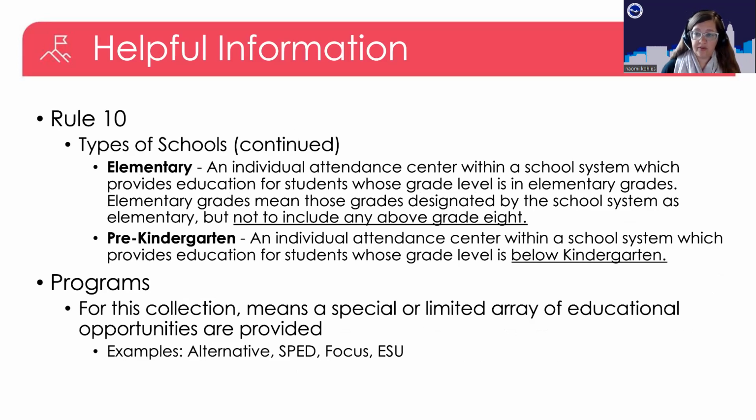The other 2 types of schools within the collection that are described within Rule are elementary, which means any grades PK through 7, but it cannot include any grade above 8. And then you've got pre-kindergarten. So that's any grade level below kindergarten. So a lot of early childhood buildings, things like that.